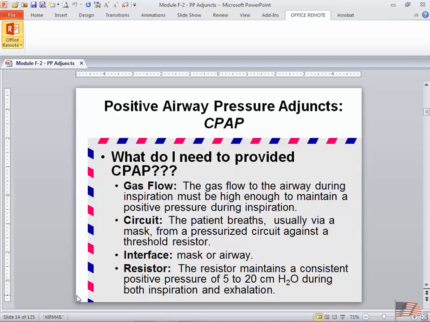So what do you need to provide CPAP? Well, we always have to have a gas source that's going to generate a high enough flow so that positive pressure is maintained. I need some sort of a circuit that the patient breathes through. Could be attached to a mask, could be attached to an endotracheal or tracheostomy tube. And on the opposite end of that, there's going to be some sort of a threshold resistor, some sort of a device that's going to create the positive pressure that is giving us a consistent level of CPAP. And obviously going to be some sort of interface to attach to the patient.